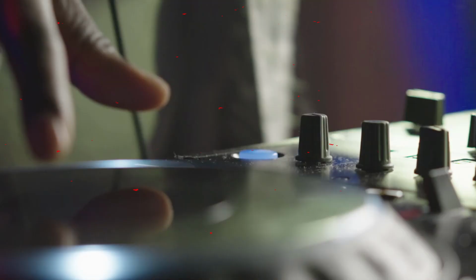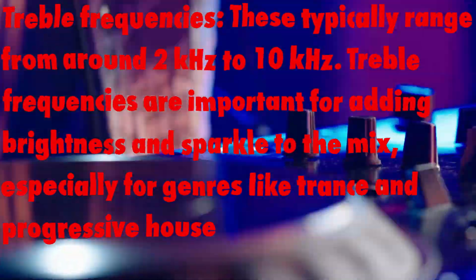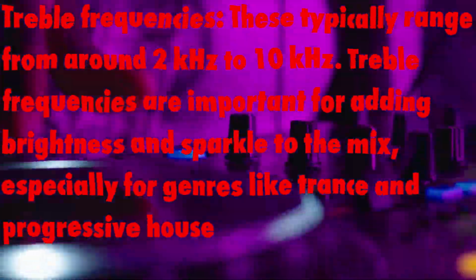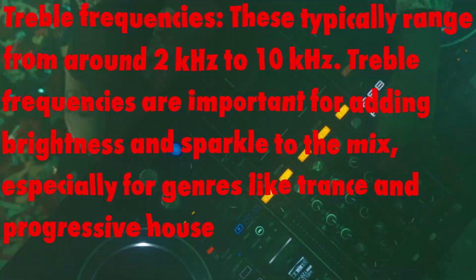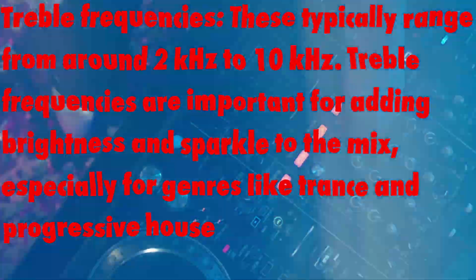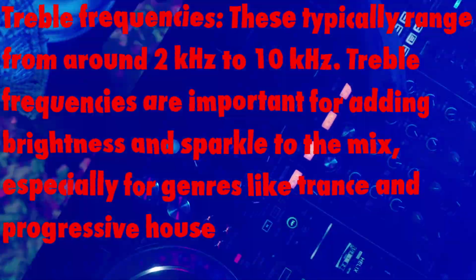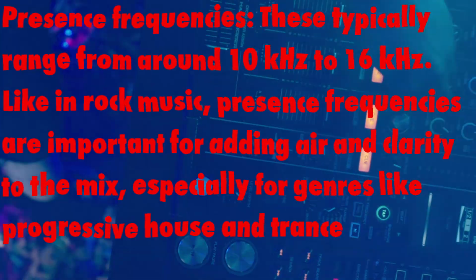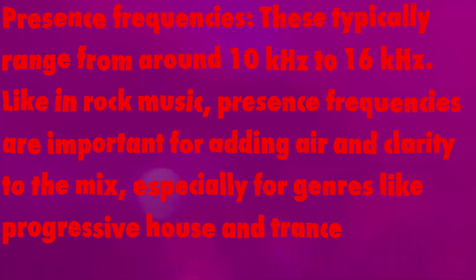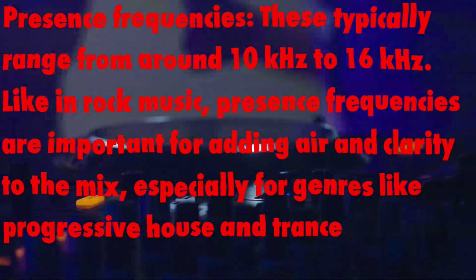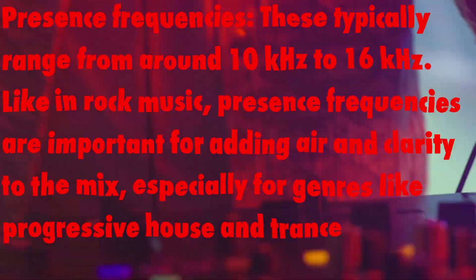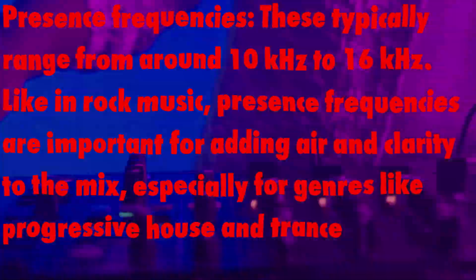Treble frequencies. These typically range from around 2 kHz to 10 kHz. Treble frequencies are important for adding brightness and sparkle to the mix, especially for genres like trance and progressive house. Presence frequencies. This typically ranges from around 10 kHz to 16 kHz. Like in rock music, presence frequencies are important for adding air and clarity to the mix, especially for genres like progressive house and trance.